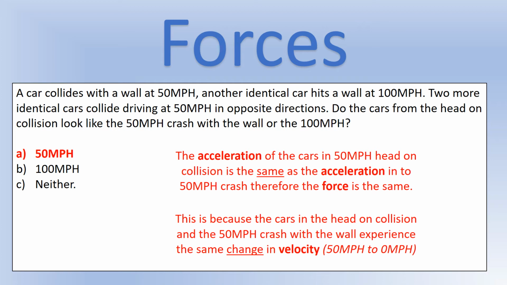Okay, so the correct answer is the cars look like the 50 mile per hour crash. In this particular example, you can think about it a few ways, but in this case, I think it's helpful to think about it in terms of the acceleration. So in the 50 mile per hour head-on crash, each of the cars goes from 50 miles per hour to 0 as a result of the crash, which is the same change in velocity as when it went from 50 miles per hour to 0 when it hit the wall.